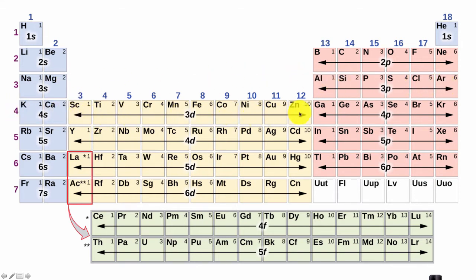4s, then 3d, then 4p, followed by 5s, 4d, 5p, and then that's followed by 6s, and then we move down to 4f in the lanthanides, then we go 5d, then 6p, and then 7th row, 7s, 5f, 6d, and we would also have 7p if we kept going here.